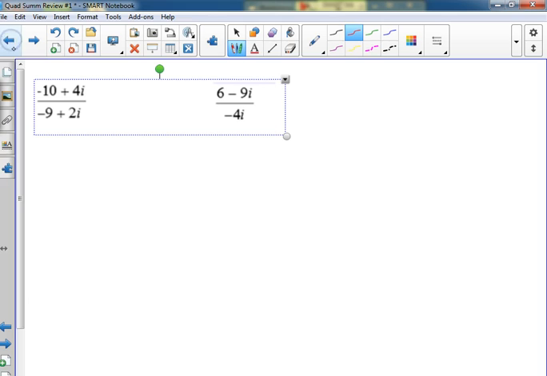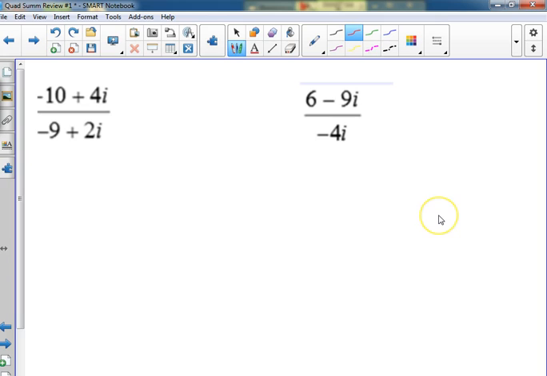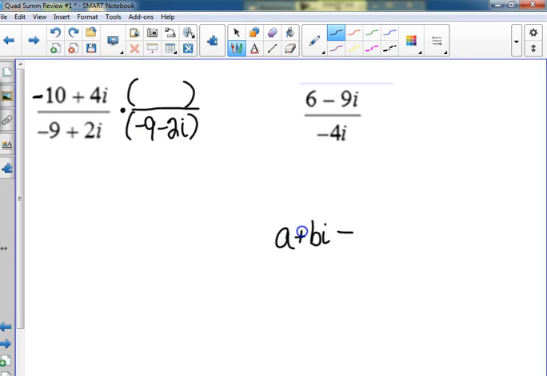What about these guys? Was there a negative on the top here too? Okay. What do we have to do? The complex conjugate is the vocabulary word. What are we multiplying by? Negative. The conjugate of a plus bi is a minus bi. Only the sign in the middle changes. You keep whatever the a value was.